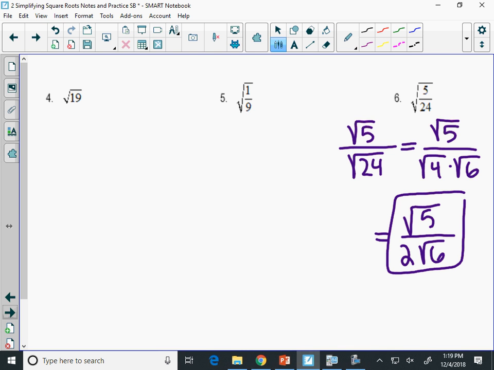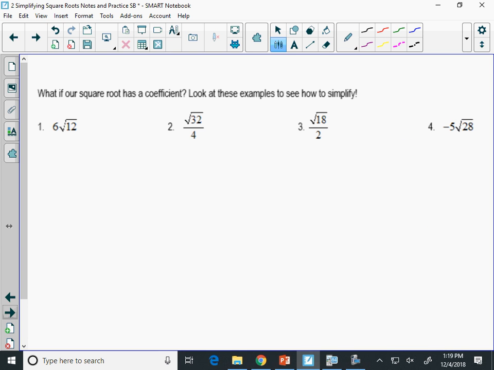Okay? Now, sometimes we're going to have problems where you're going to have a coefficient on the value. So we're going to pick 2 of them in this row. There's a number outside of the radical that's going to affect our answer. So let's just start with number 1. If I have 6 times radical 12, that 6 is just going to hang out. It's not going anywhere. 6 is just there.